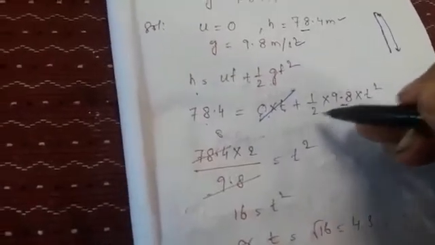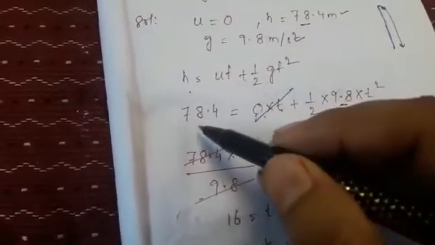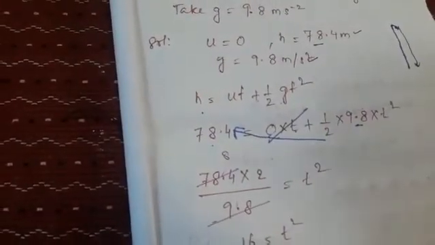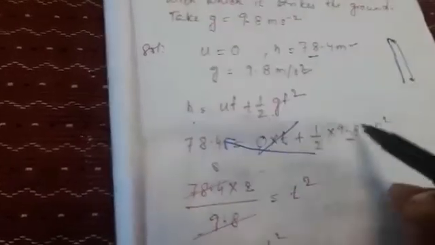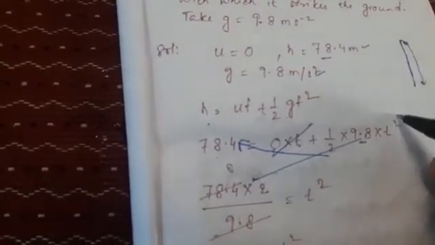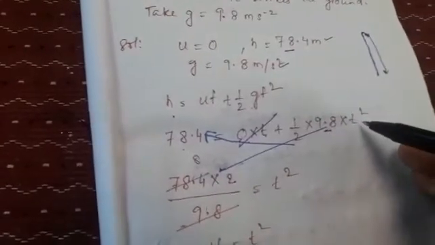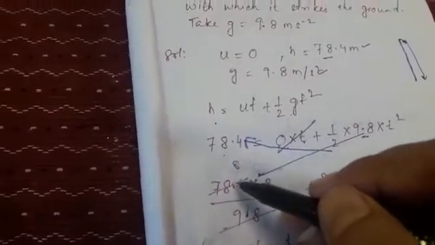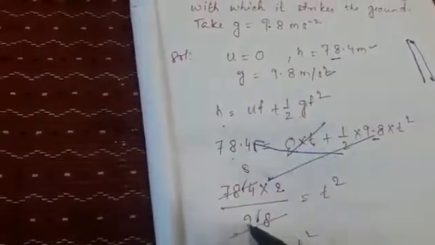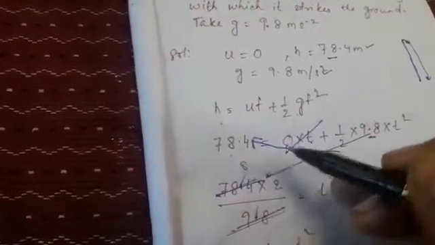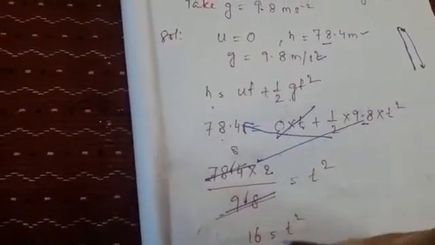Do cross multiplication. 78.4, you bring this 2 over there by cross multiplication, so 78.4 into 2, and you send this 9.8 down. So 78.4 into 2 by 9.8 will give you t square, which is there in the RHS. Now 9.8 and 78.4 will get cancelled: if you cancel 98 and 784, you will get 8, and 8 into 2 is 16. So t square is equal to 16.